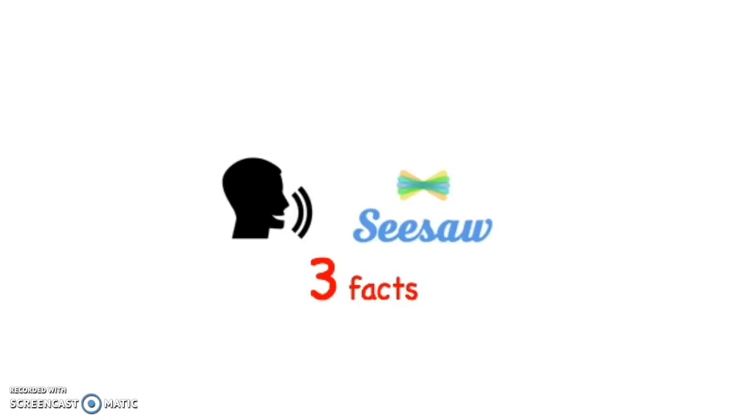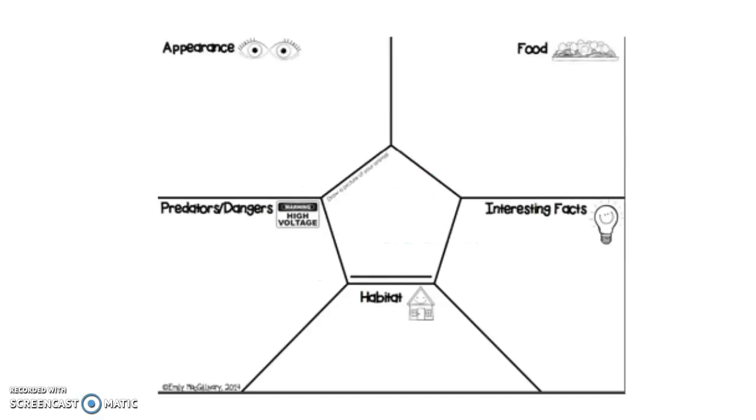Great, welcome back, boys and girls. You just listened to your interesting facts and you filled out your paper. I just wanted to go over these topics one more time. We had appearance, food, predators or dangers, habitat, interesting facts. And right here is where the name of your animal goes. Great job filling this out.